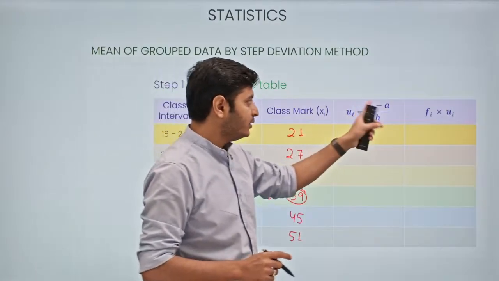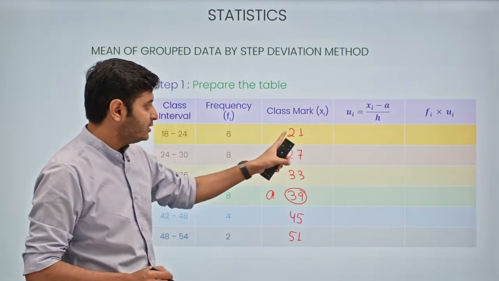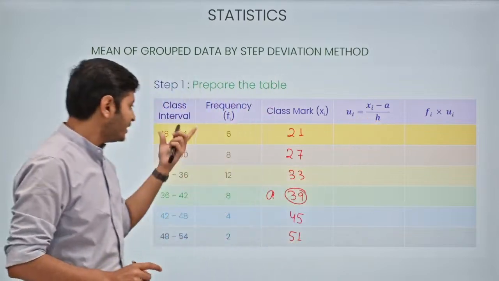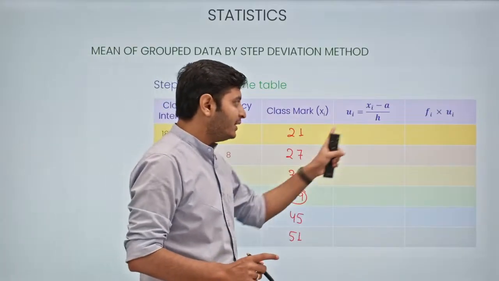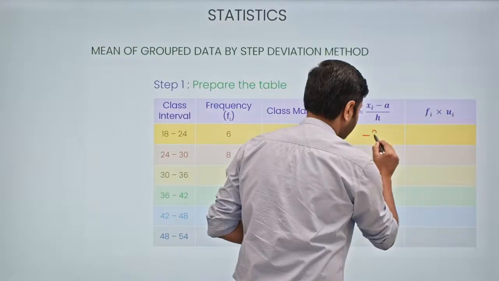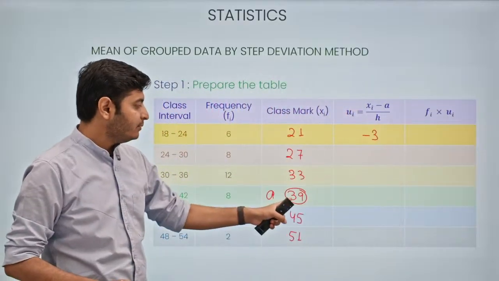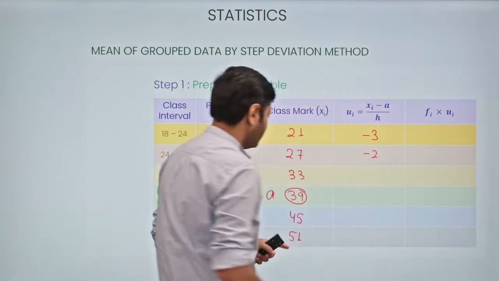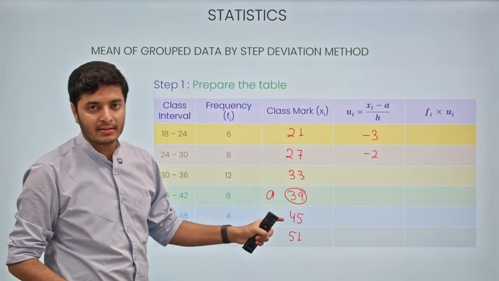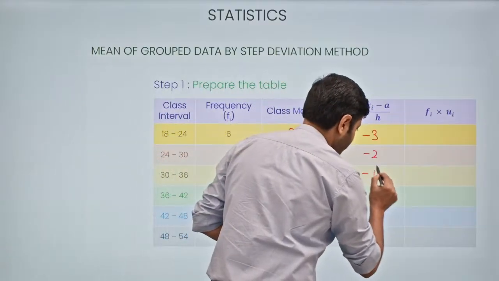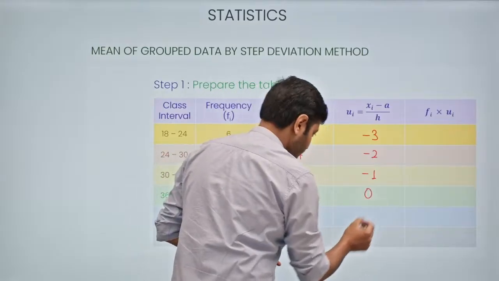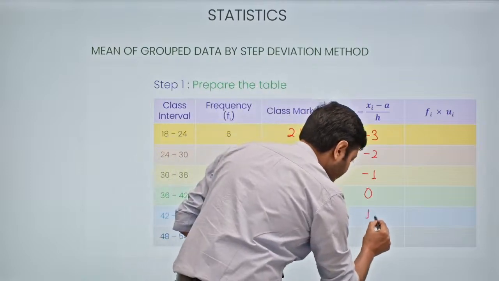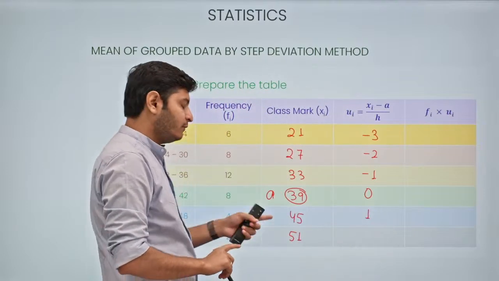Now let's calculate the ui values. Xi means 21 minus 39, minus 18 by h. What is the class width? 6. So minus 18 by 6, minus 3. 27 minus 39, minus 12 by 6, minus 2. 33 minus 39, minus 6 by 6, minus 1. 39 minus 39, 0. 45 minus 39, 6 by 6, 1. 51 minus 39, 12 by 6, 2.